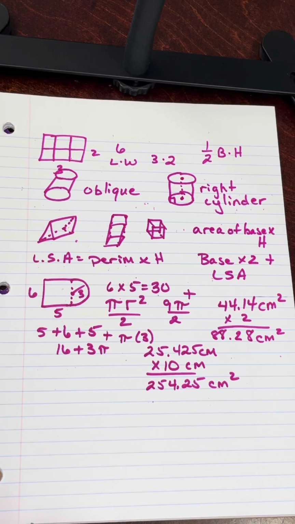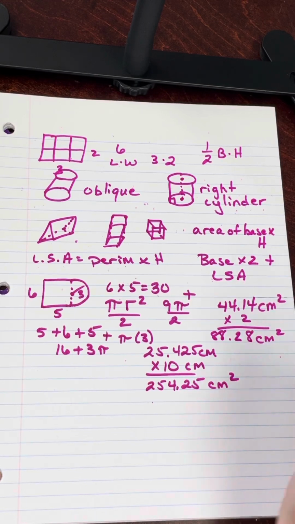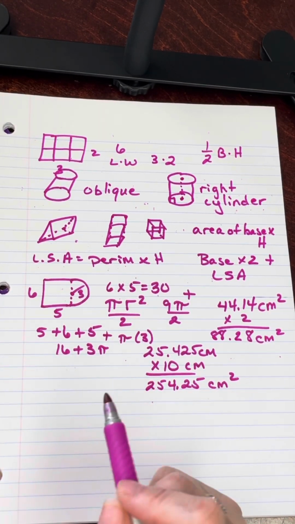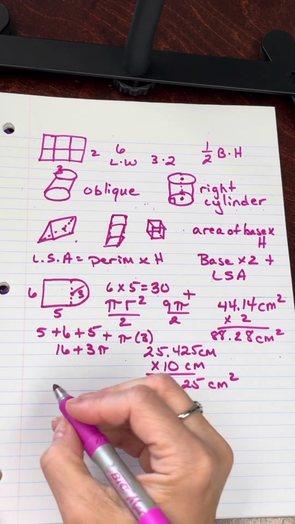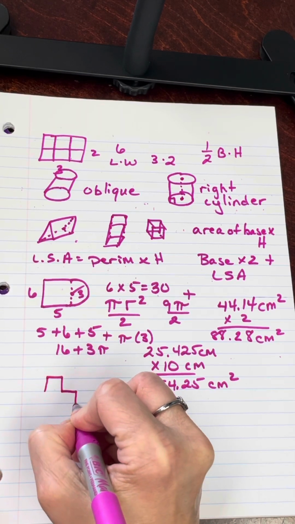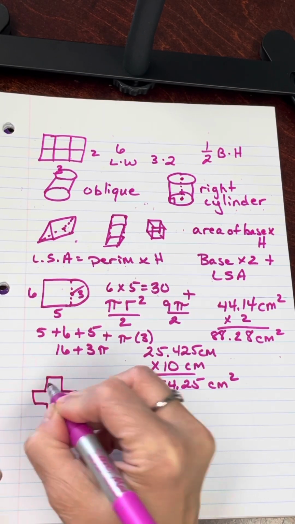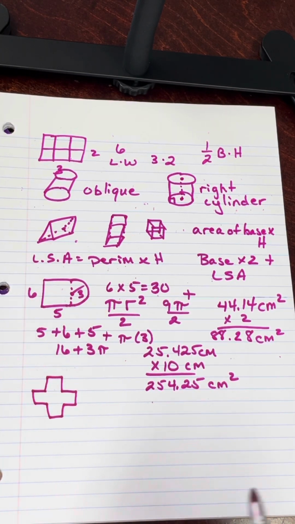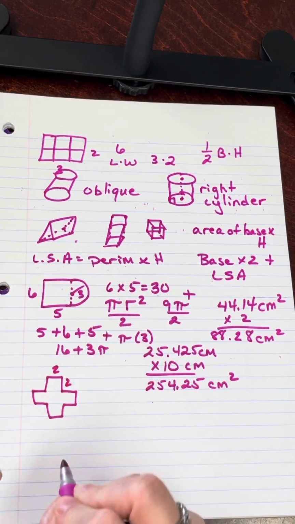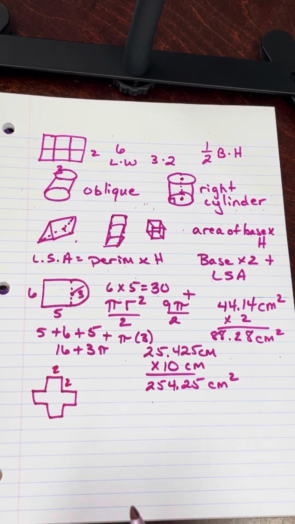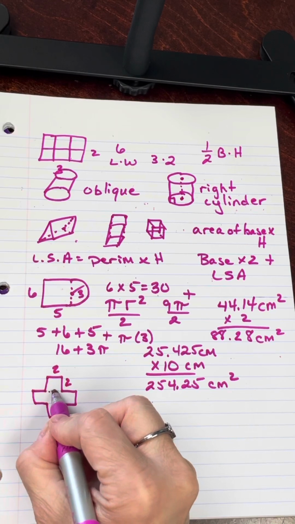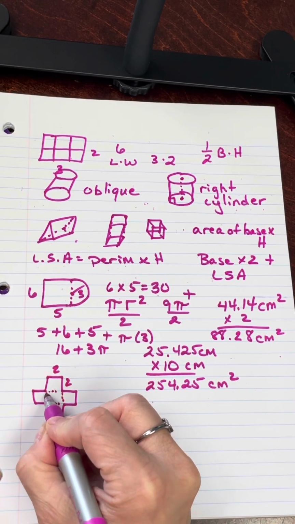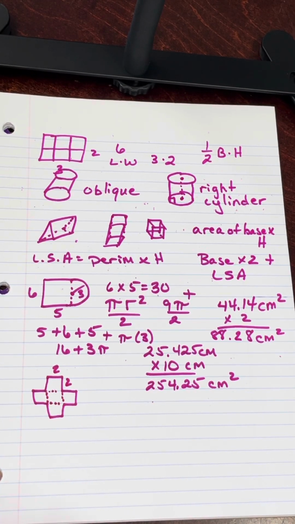Surface area wants the entire area of all of it. So again, we need the base twice and we need the lateral surface area added to it. This is a plus sign basically. It should all be identical, and all of them are labeled as 2's going all the way around it. So what I see here is a series of squares or rectangles if I split them up, and I would then have 5 identical pieces.